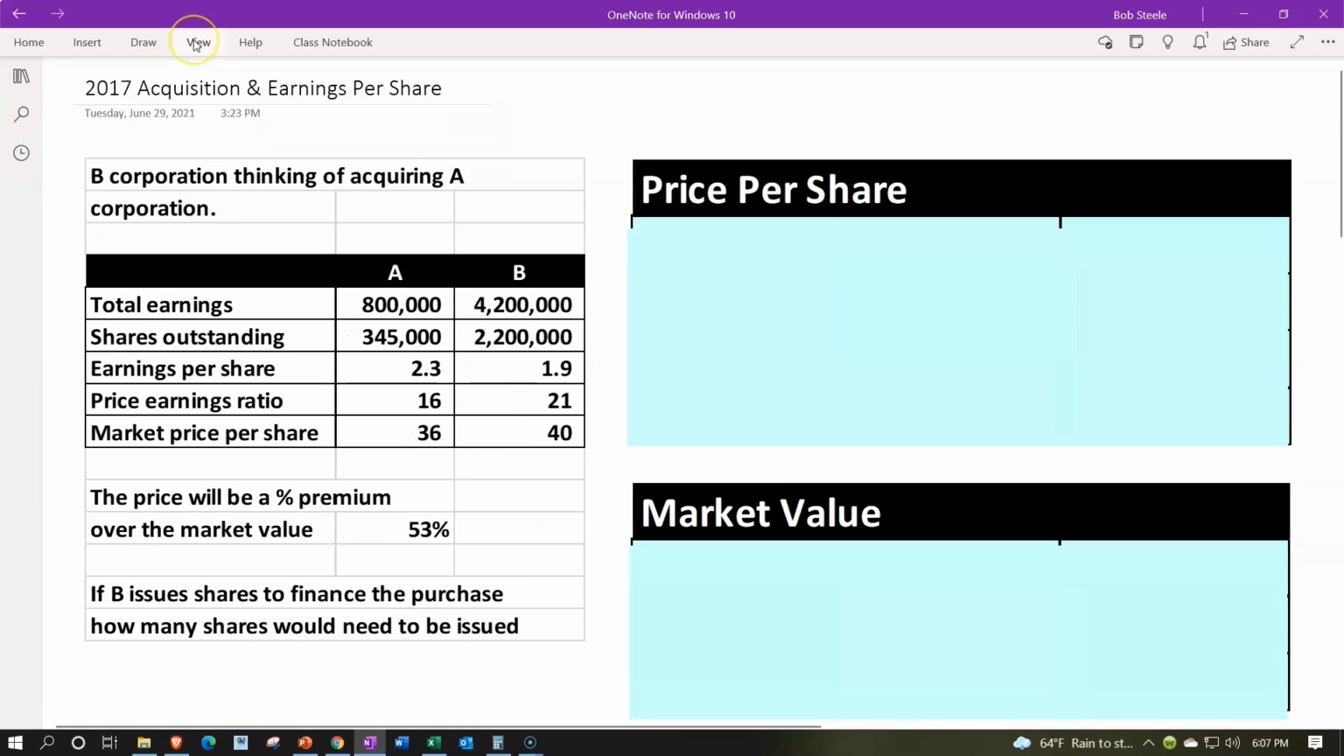We're going to go through the calculations down below, looking at an acquisition type scenario. One company is thinking of acquiring another company, the scenario being B Corporation thinking of acquiring A Corporation. The information for B and A is as follows.